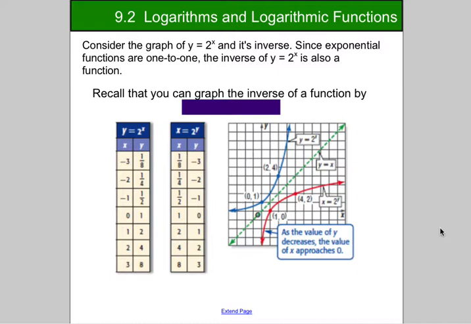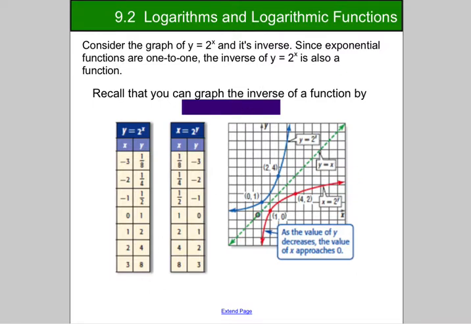Okay, so first of all, we're going to look at an exponential function. It says consider the graph of y equals 2 to the x and its inverse. Remember, 2 to the x is an exponential function. We just talked about that the other day. So we're going to consider this exponential function and its inverse.